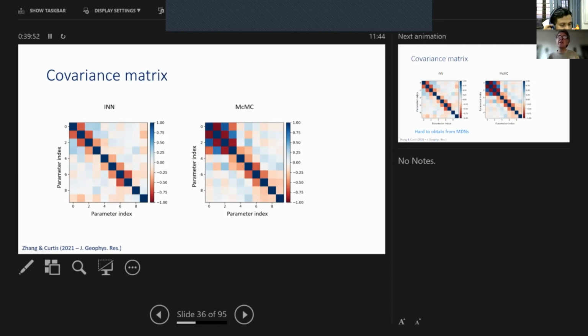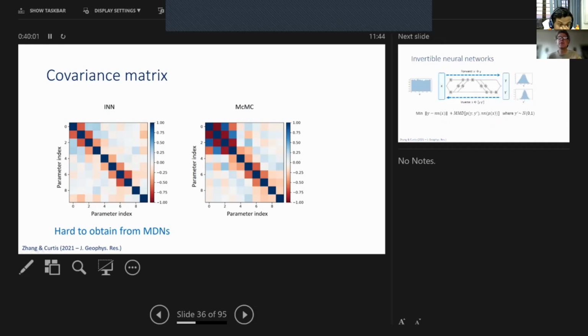But that's okay because the left-hand side was found in 2 seconds. What's more, the left-hand side was very hard to obtain from our current workhorse, which are the mixture density networks. The right-hand side here will give us a more accurate answer, but it takes 3 hours. That's fine.